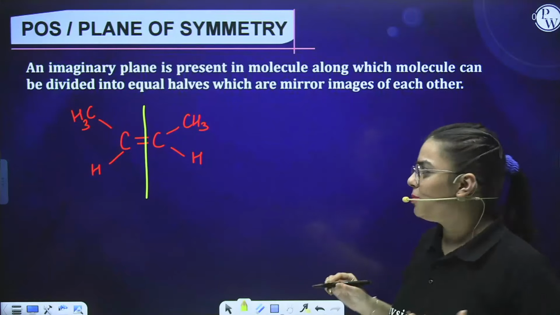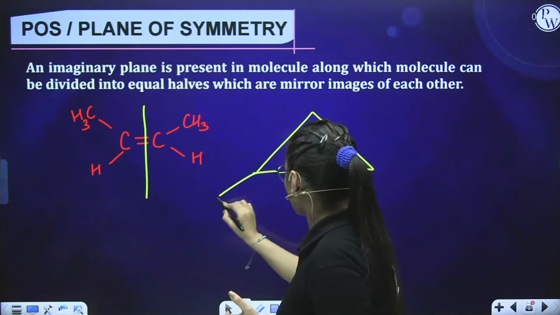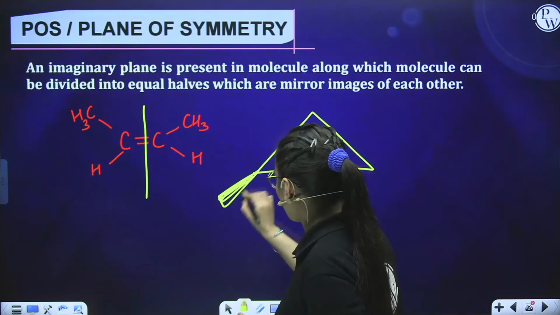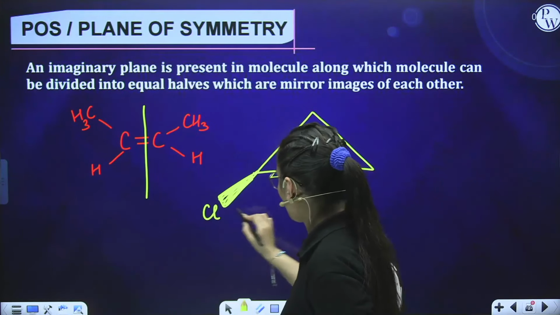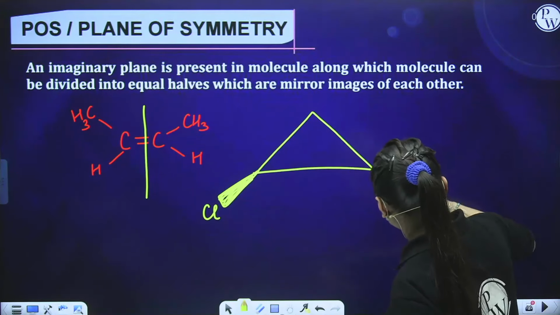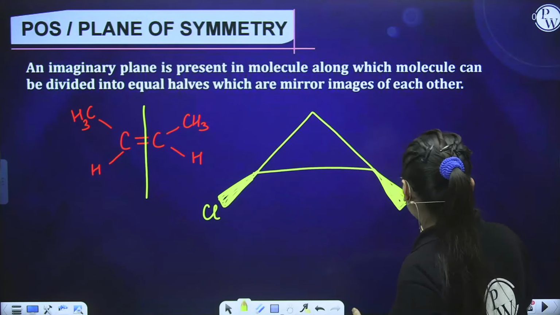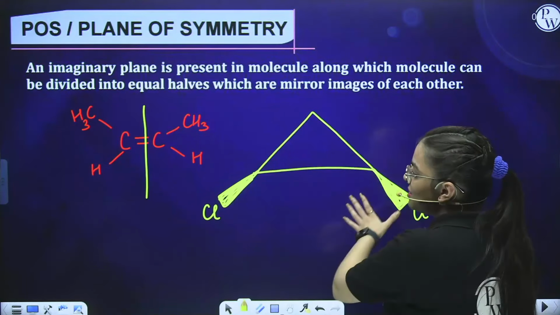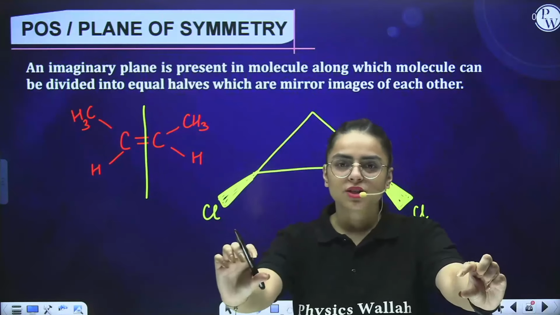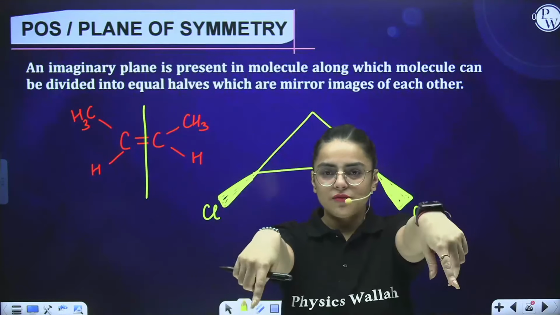Now let us take one more example. Now, what do you mean by this? This means that the group is present towards the observer. For example, this is the compound and Cl is present in front of this, like this.